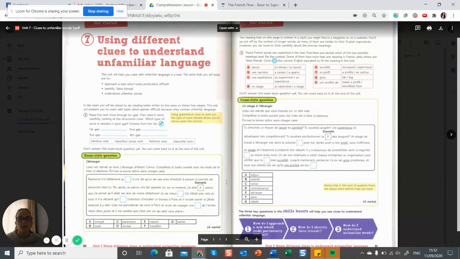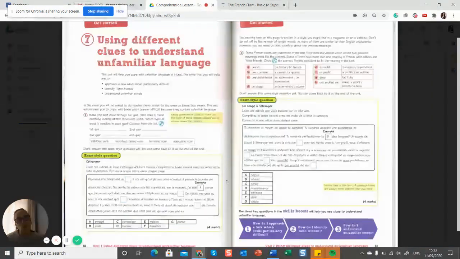So using different approaches for tasks that look difficult for a starter, and then identifying false friends. False friends are words that look the same as in English, but they don't exactly mean the same thing. And then understanding unfamiliar words, so whatever words you don't know, how to break them apart so it goes down to something that you finally understand.